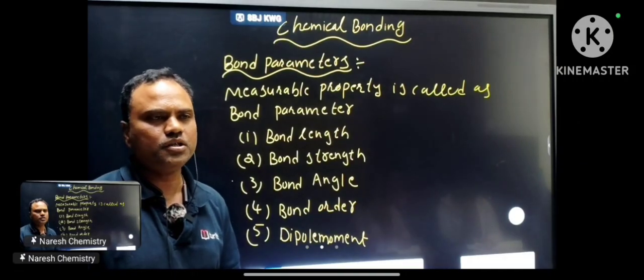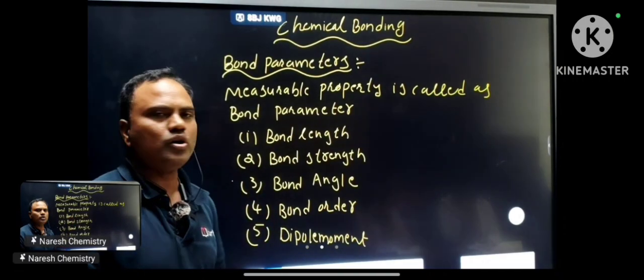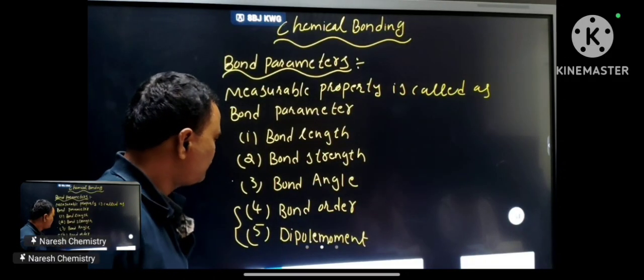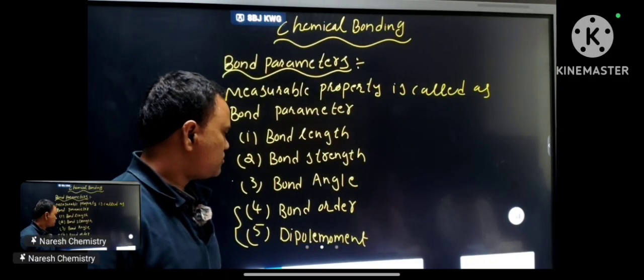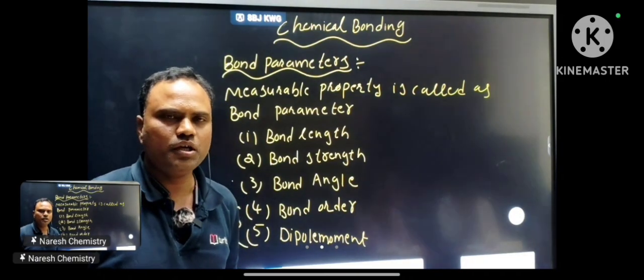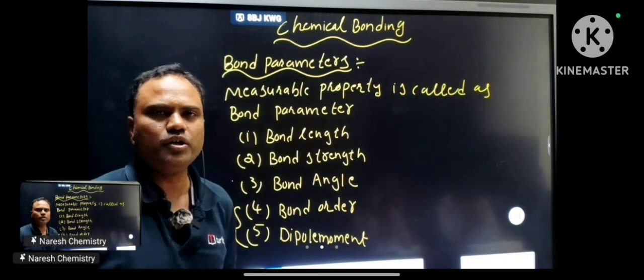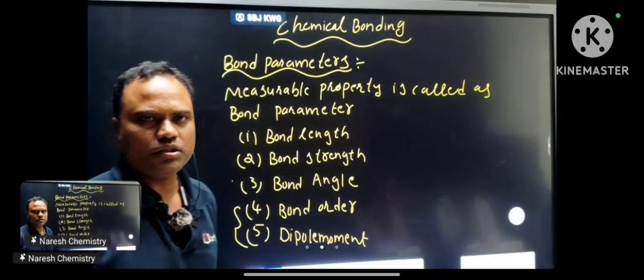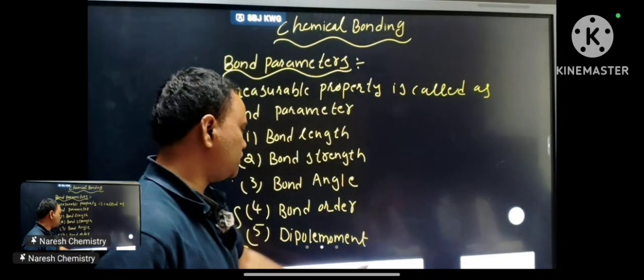Bond parameters. All these are bond parameters. We already completed the last two parameters, bond order and dipole moment. In MOT, we completed bond order by using the 14 electron table. Now let us start bond length, the first bond parameter.